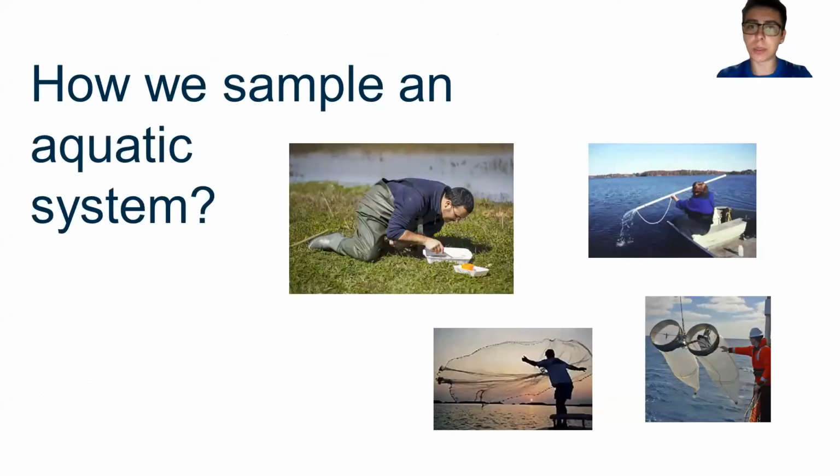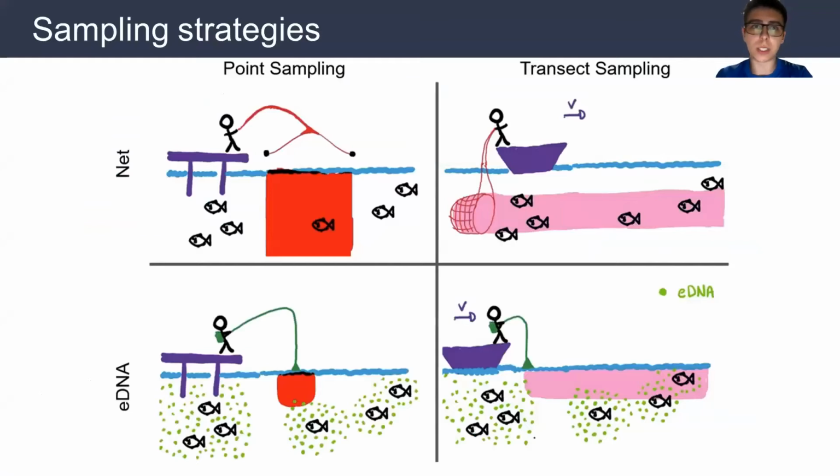For conventional methods, you can have kick nets, cast nets, and tow nets. The same diversity can also be observed in eDNA sampling. We can sample at different depths and in different manners. So let's try to break down this diversity, between point sampling and transect sampling, for conventional methods and environmental DNA.